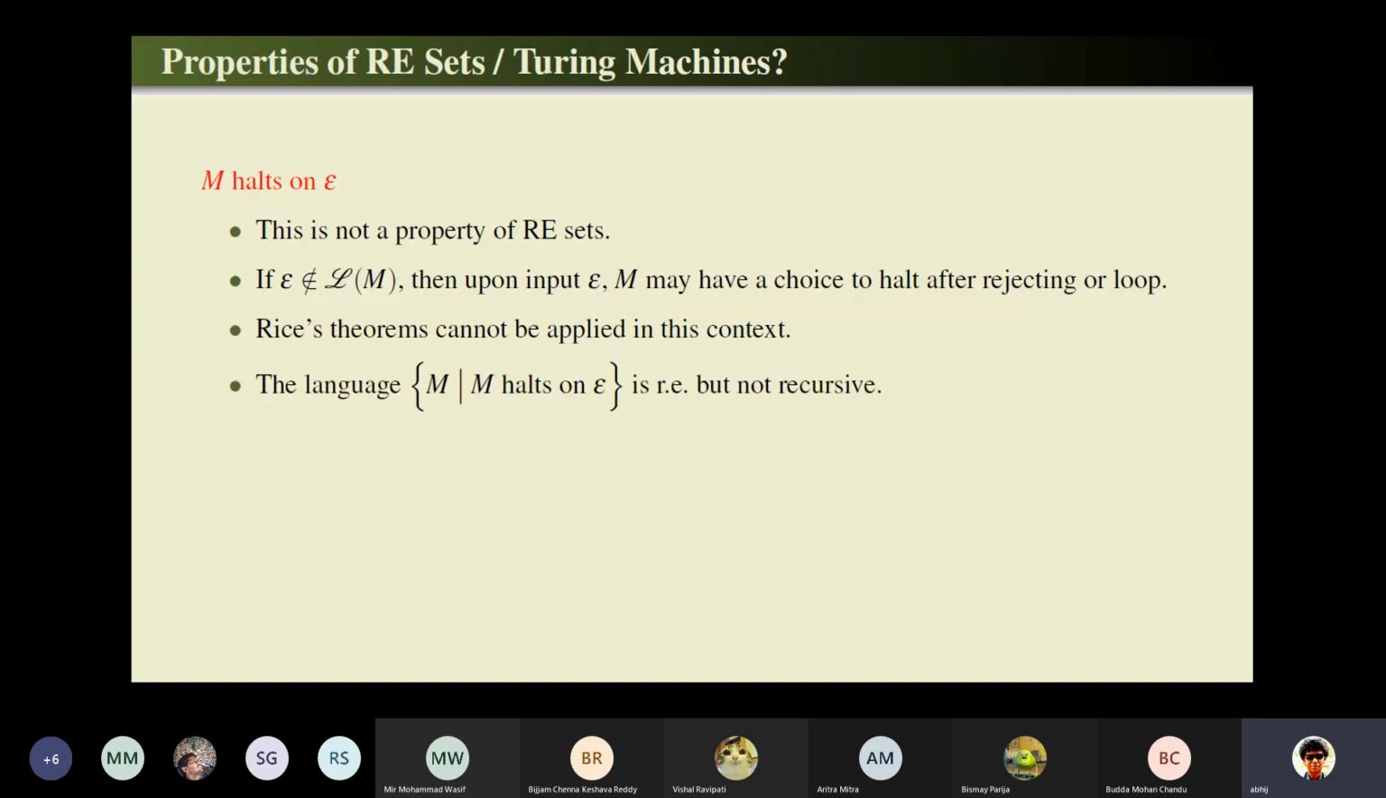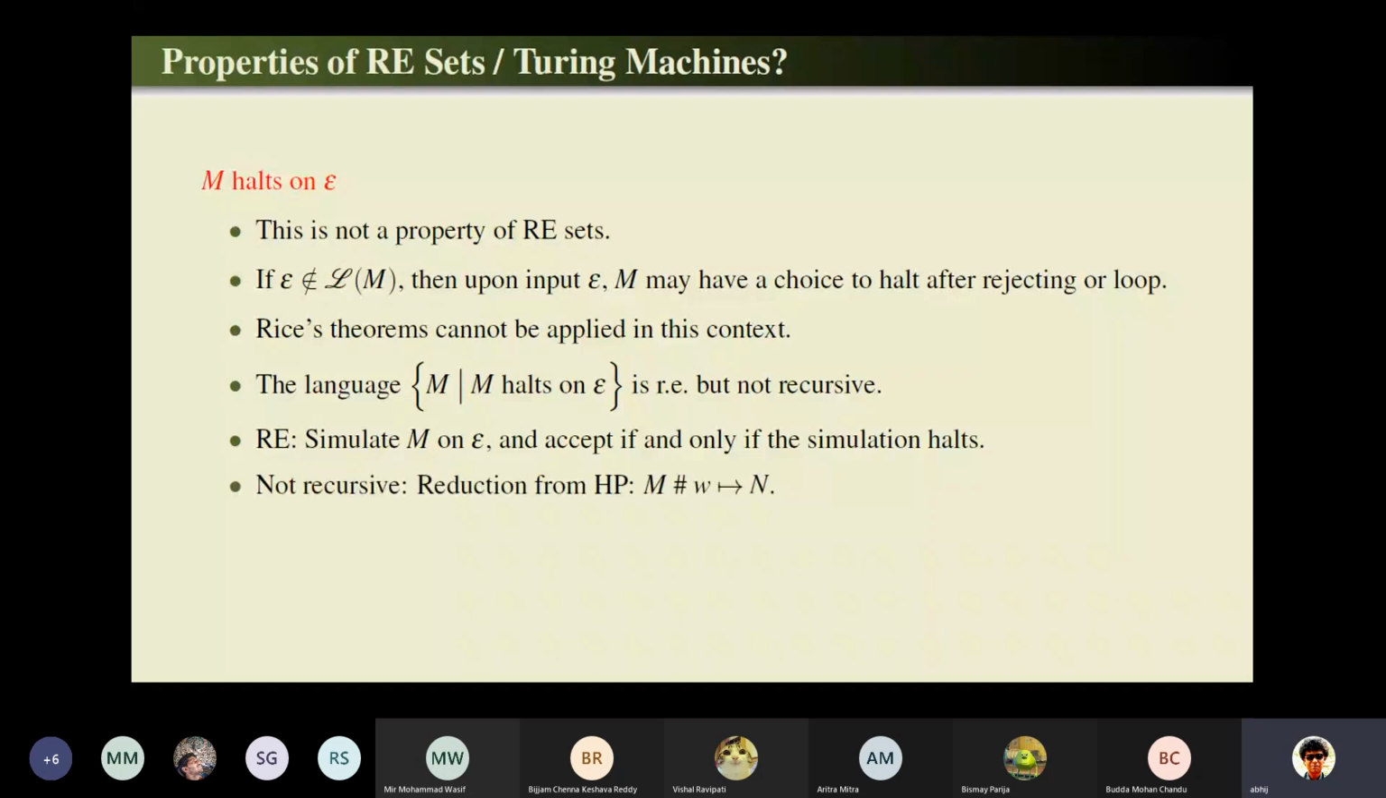In fact, what is true is that whether M halts on epsilon is recursively enumerable, but not recursive, and I think we have proved it, right? Maybe we have proved it for whether M accepts epsilon or something like that. A similar type of reduction will do. RE, of course, is just simulate and accept if and only if the simulation halts. And a reduction from this to this: simulate. If the simulation halts, accept.